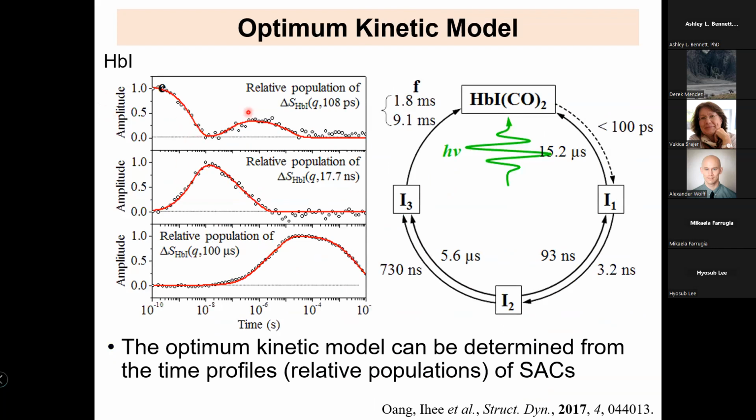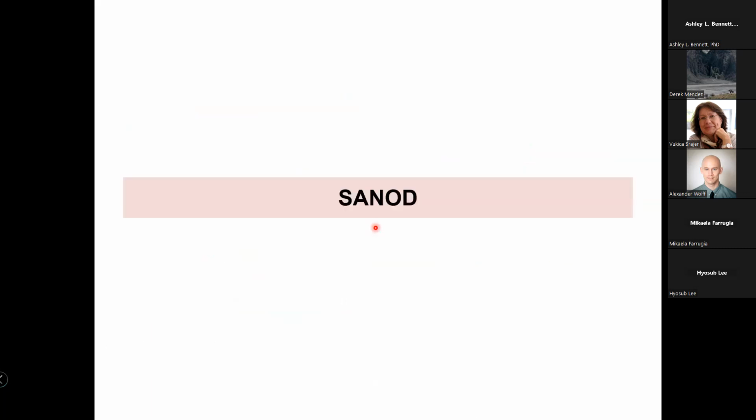By analyzing these time-dependent changes of each species, we can determine the optimal kinetic model. One notable point is that by analyzing these time profiles, we can determine complicated kinetic models involving very many parallel pathways. I will conclude the explanation of the SAPA method here. For more detailed information, please refer to our paper.